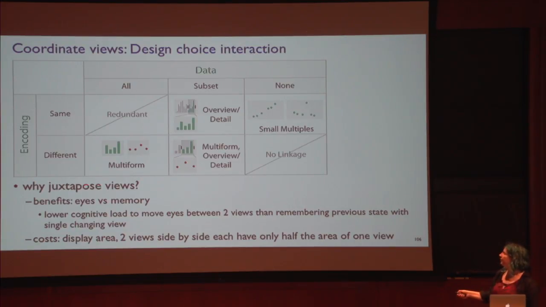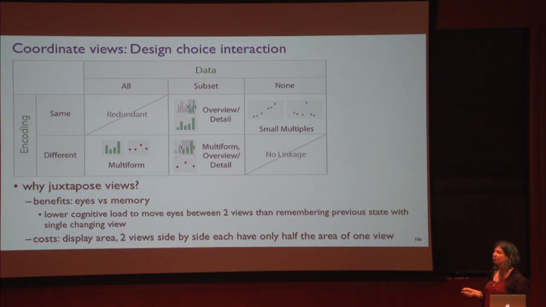So the interesting question about juxtaposing views is, why are we doing this? What are the cognitive benefits? What it comes down to is that we're prioritizing your eyes moving back and forth between the views versus memory. Because it turns out that it's much lower load to move your eyes between views than it is to compare what you see before you to what you remember seeing in the past. Because that use of memory is what actually causes cognitive load. So there is this benefit to just being able to move your eyes.